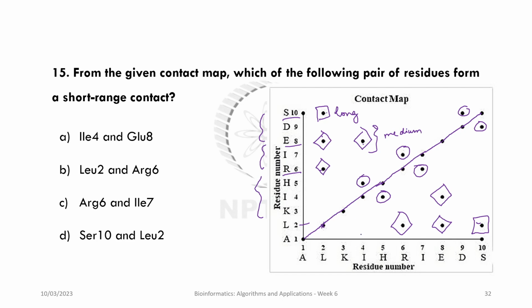So what is this short range contact? It's between fourth and fifth. So sequentially also they are close, same as 4 and 5 here. They are close by. Similarly, here you can see 6 interacting with 7. Same is the case with 6 interacting with 7. They are close together. Whereas when you see 2 with 6, arginine is here, leucine is here. They have so many residues in between.